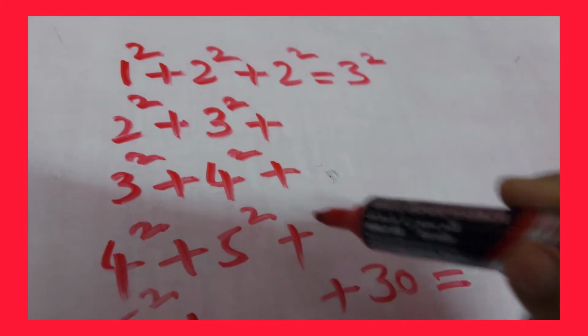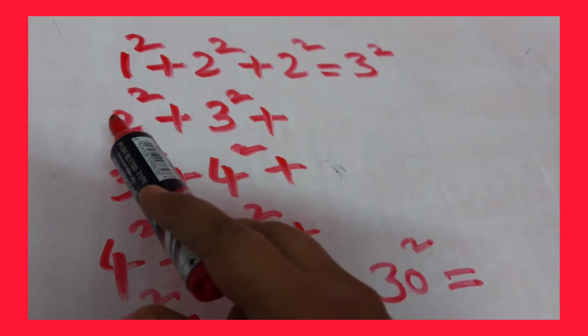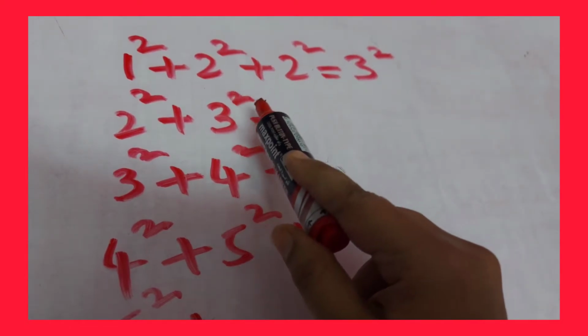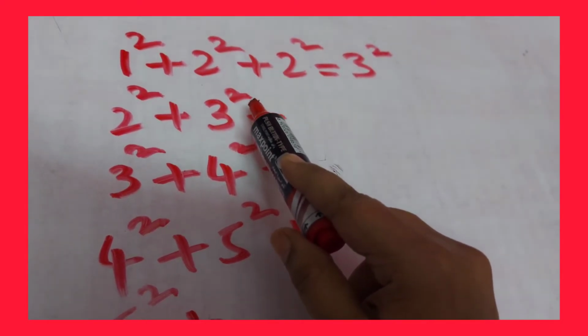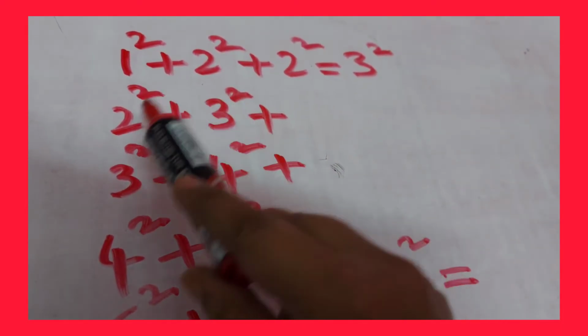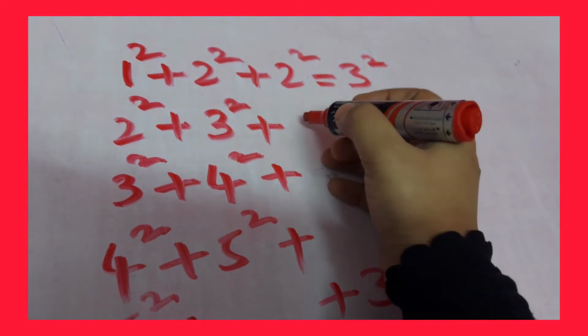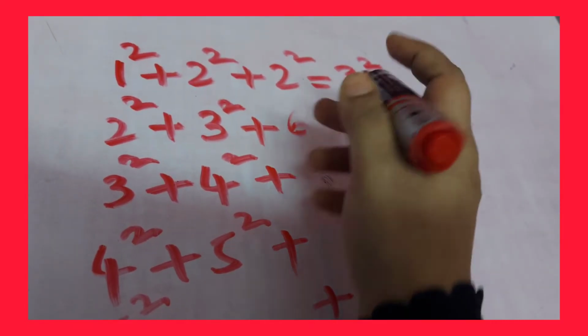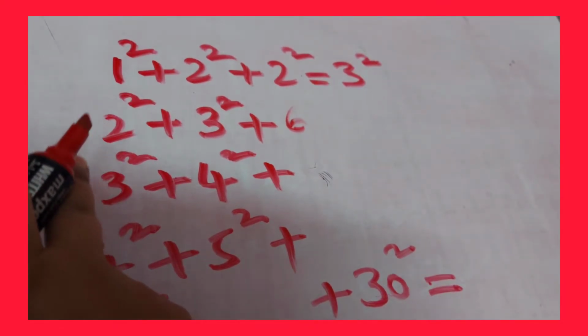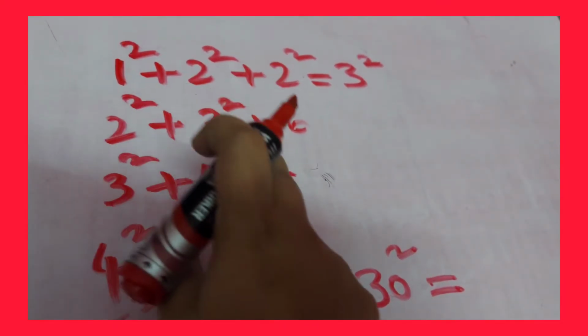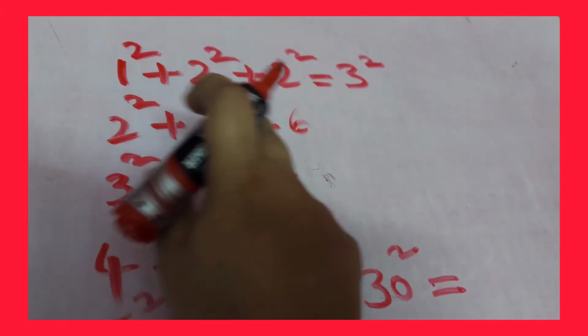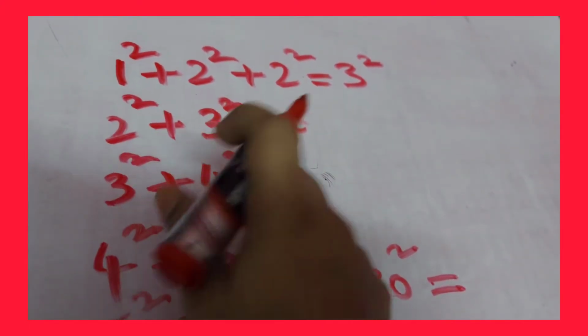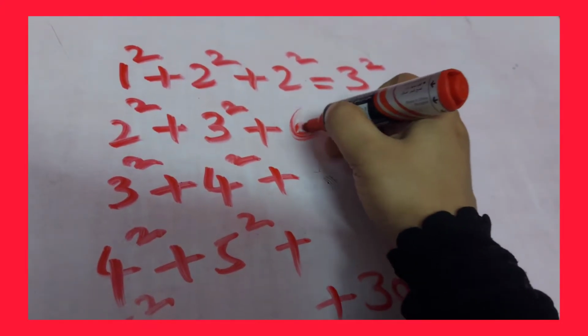So now how to write it in a pattern? What you have to do here? Here 2 square plus 3 square is given. So what you have to do? 2 3s are 6. You have to multiply the first number and the second number, the base. This is a power. You have to multiply the base. 2 3s are 6. You have to write here 6.